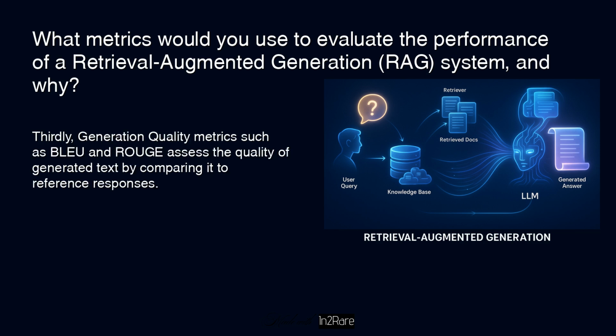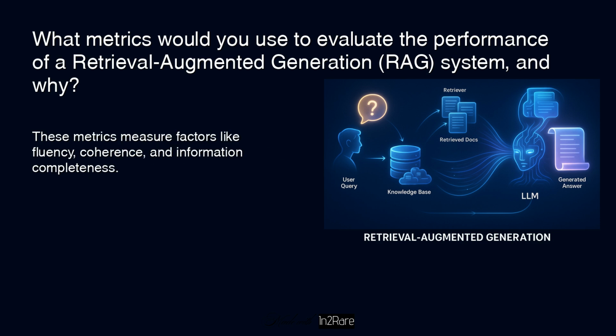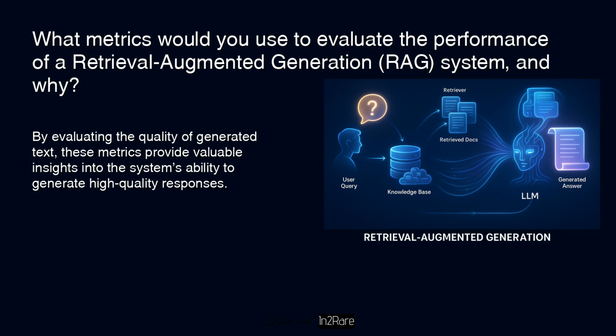Thirdly, generation quality metrics such as BLEU and ROUGE assess the quality of generated text by comparing it to reference responses. These metrics measure factors like fluency, coherence, and information completeness. By evaluating the quality of generated text, these metrics provide valuable insights into the system's ability to generate high-quality responses.